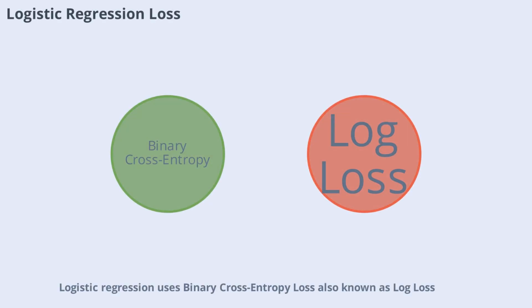Logistic regression uses binary cross-entropy loss, also known as log loss, instead of mean squared error. The reason is that combining the nonlinear sigmoid function with MSE creates a nonconvex optimization surface, making gradient descent unreliable. Log loss, on the other hand, penalizes confident but incorrect predictions much more heavily. For example, PayPal's risk engine uses log loss to ensure that assigning a high probability to a transaction that turns out to be fraudulent is penalized, improving the model's reliability in high-stakes scenarios.